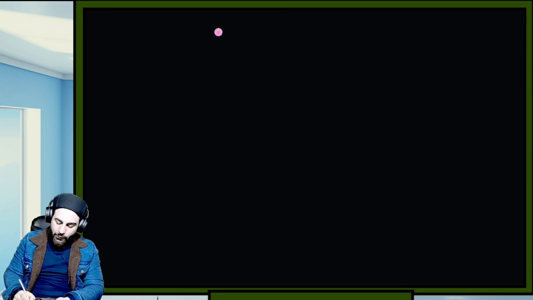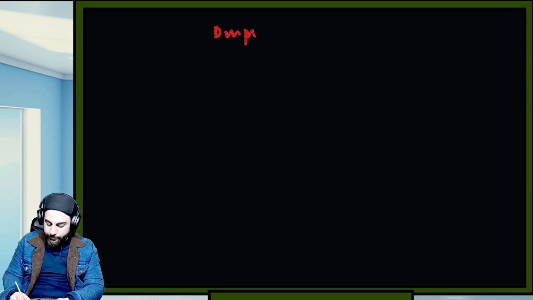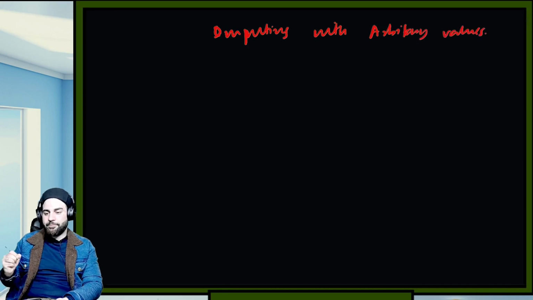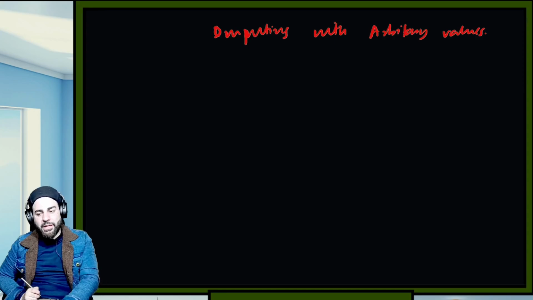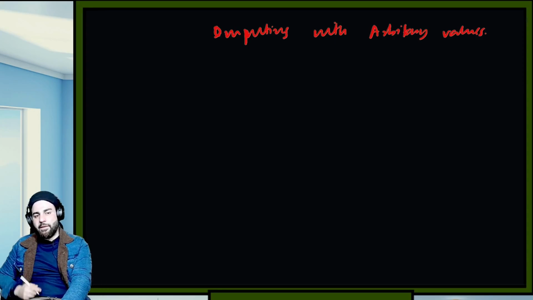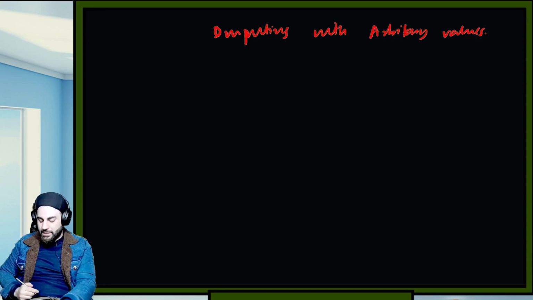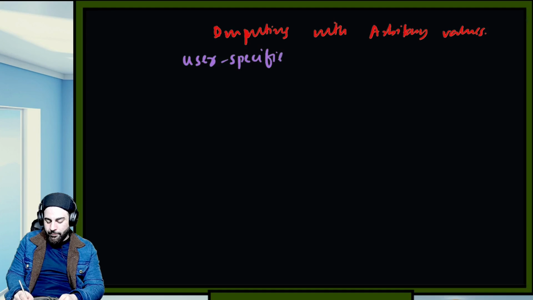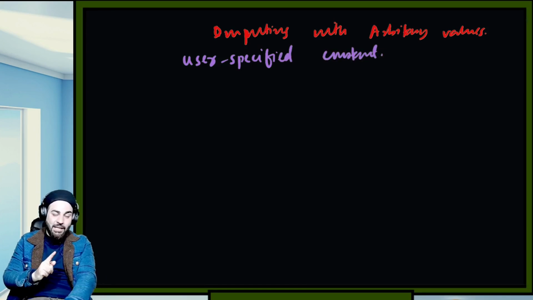Now the topic that we'll be switching to is imputing with arbitrary values. Arbitrary value imputation again involves filling these missing values with some user-specified constant. The user will specify a constant, and there is a rationale behind it. There should be a rationale behind that.